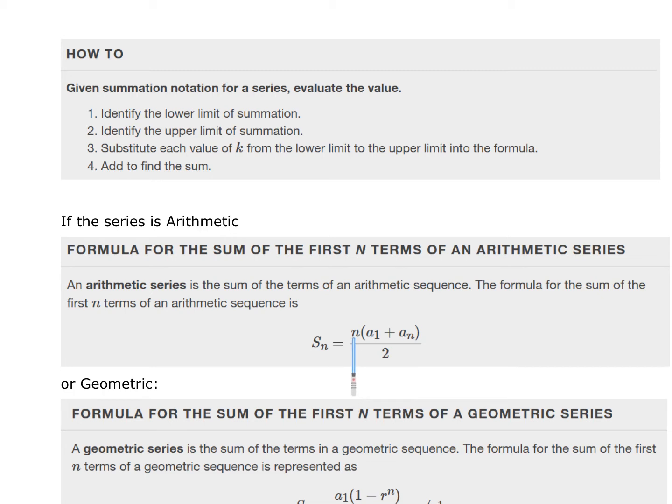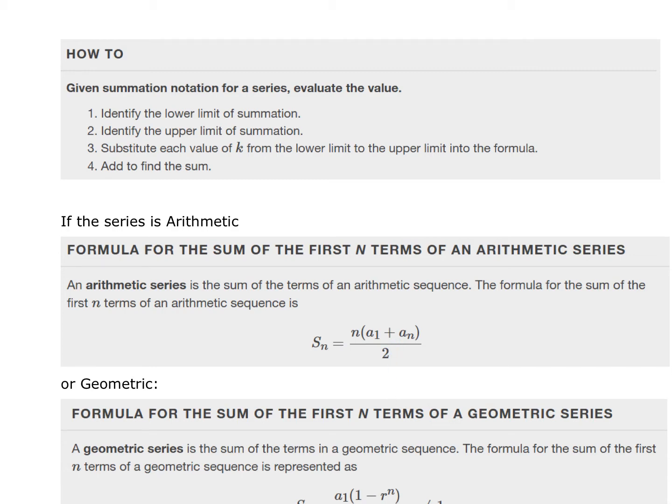N is my upper limit. I take my first term, which is a sub 1, and my last term, which is a sub n, wherever I stop, so like the first 7 terms. And I add them together and divide by 2. This only works if I have the lower limit of being 1. Now, we can use this when the lower limit is not 1, but we do have to make some adjustments.